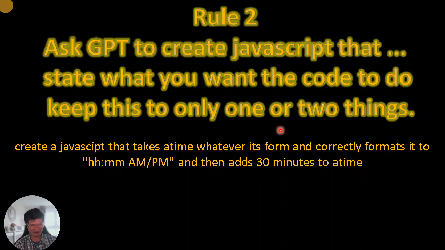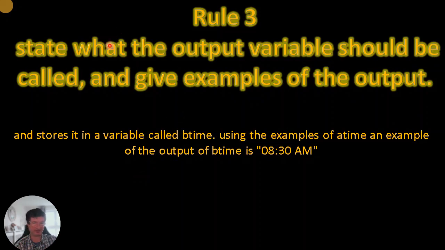Create a JavaScript that takes a time, remember that variable that we've already made, whatever its form, so we're giving it 3 forms, and correctly formats it to, and then we give this standard time form, hour, minute, AM, PM. And this is what we want it to do then, add 30 minutes to a time, so it's a 30-minute appointment.